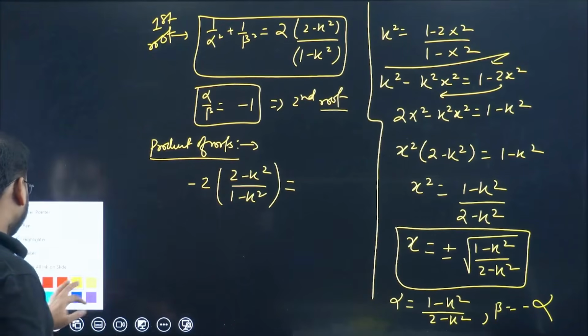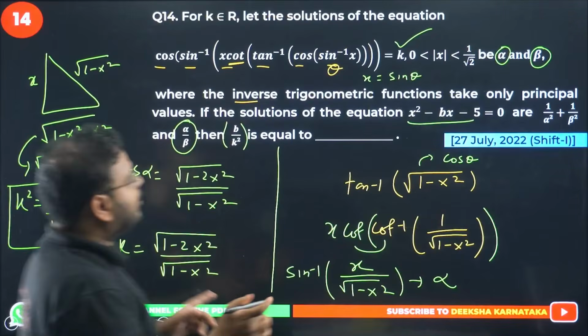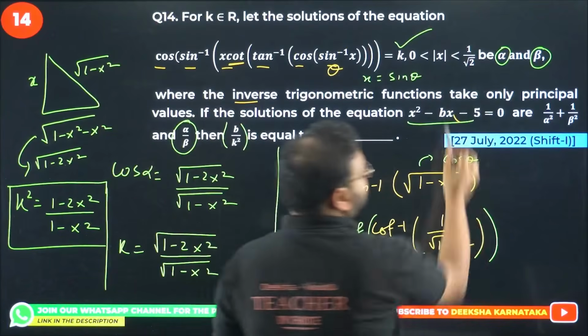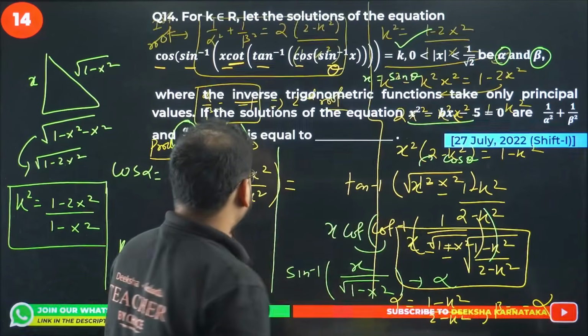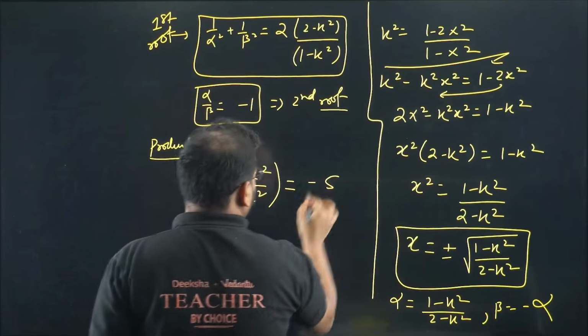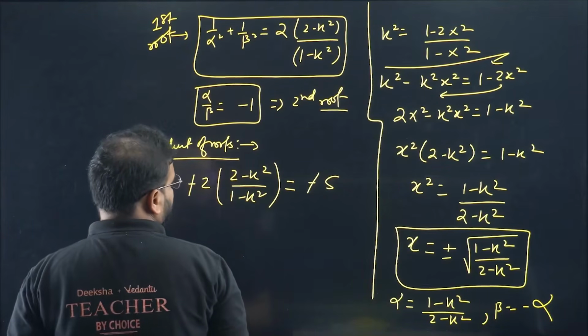Check the quadratic over here. Product of the roots is how much? Simply minus 5. Minus and minus is cancelled. I can solve the value of k square from here.